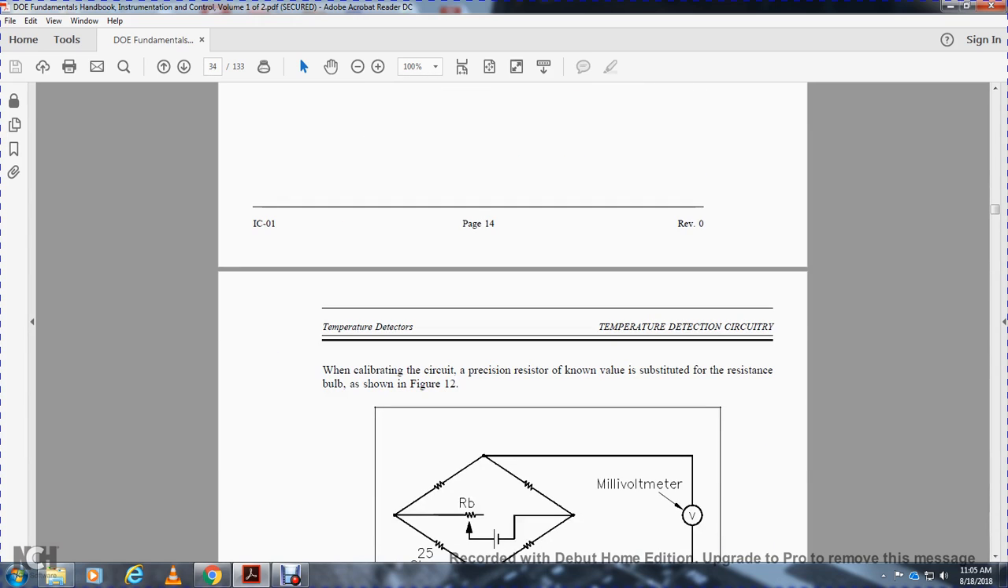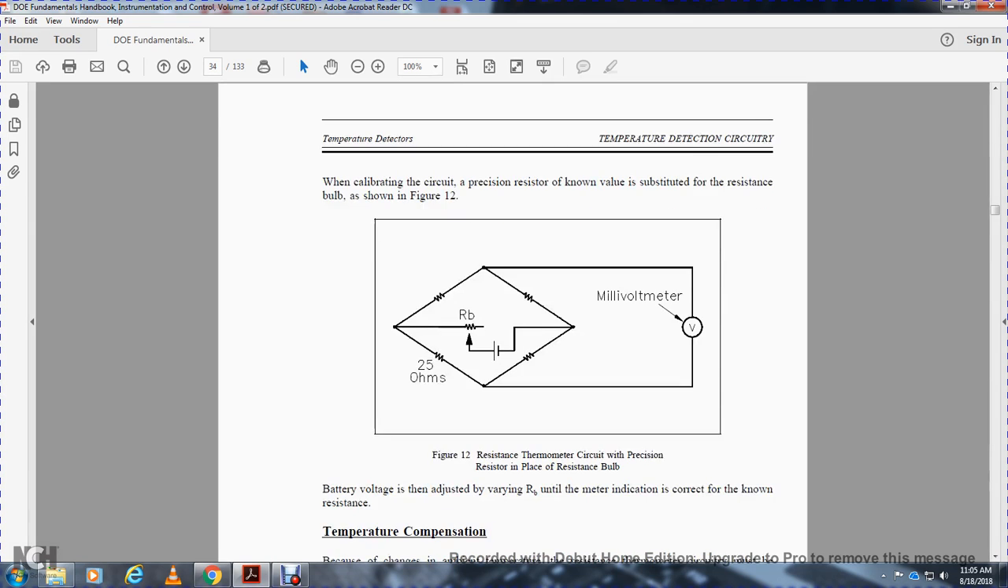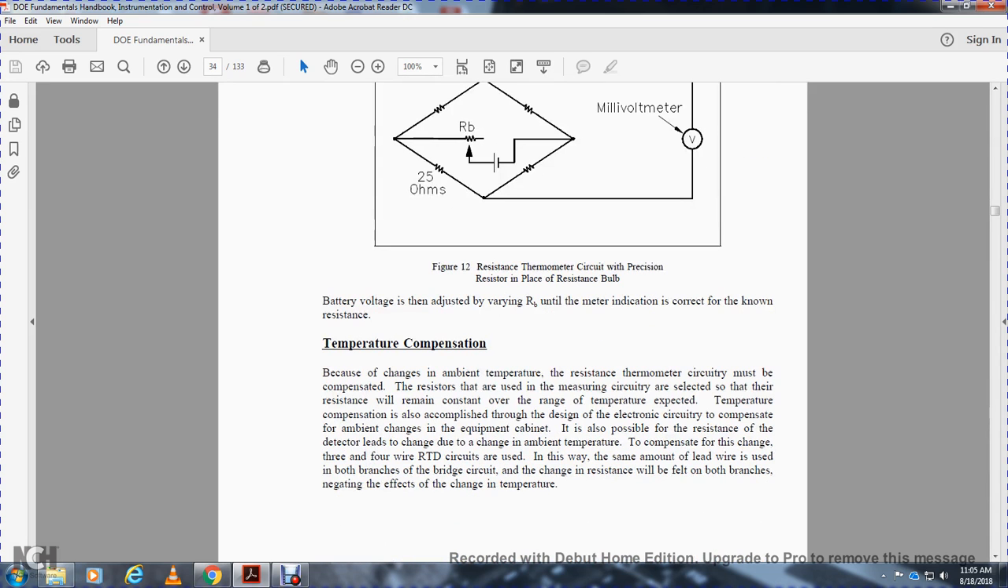Calibration of the circuit uses a precision resistor of known value substituted for the resistance bulb, as shown in figure 12. Figure 12 shows the resistance thermometer circuit with the precision resistor in place of the resistance bulb, the millivoltmeter, and the rheostat. The battery voltage is adjusted with the variable resistor until the meter indication is correct for the known resistance.